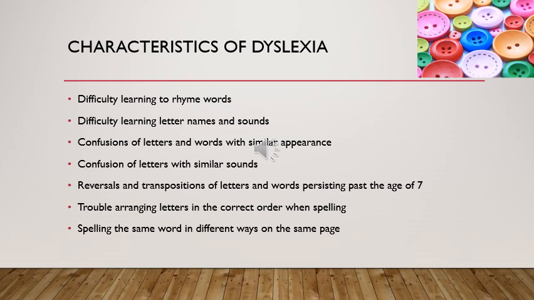Characteristics of dyslexia include difficulty learning to rhyme words, difficulty learning letter names and sounds, confusions of letters and words with similar appearance, confusion of letters with similar sounds, reversals and transpositions of letters and words persisting past the age of 7, trouble arranging letters in the correct order when spelling, spelling the same word in different ways on the same page.